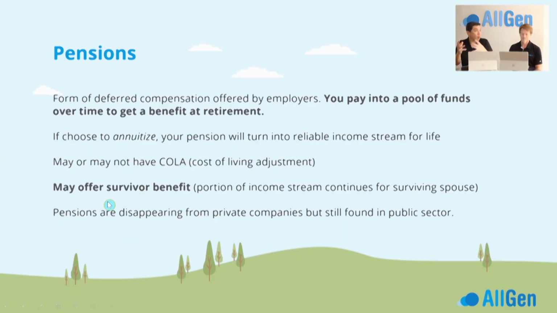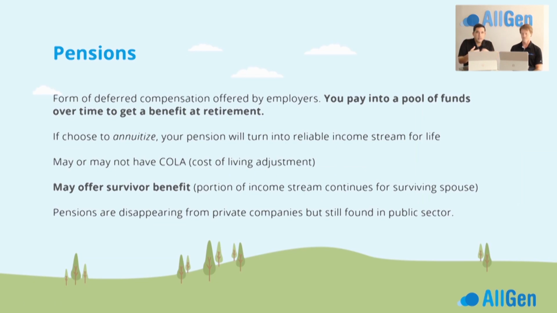We're going to have a whole lesson on Social Security, but Social Security is one of the income elements to consider. Another element is pensions. Okay. Historically, there were private pensions, and then government employees have pensions, where it's a formula: the longer you wait, the more, and there's a percentage of your earning years, etc. Okay, so what it is, it's a form of deferred compensation that's offered by your employer, and you pay into a pool of funds, and over time get a benefit at retirement.